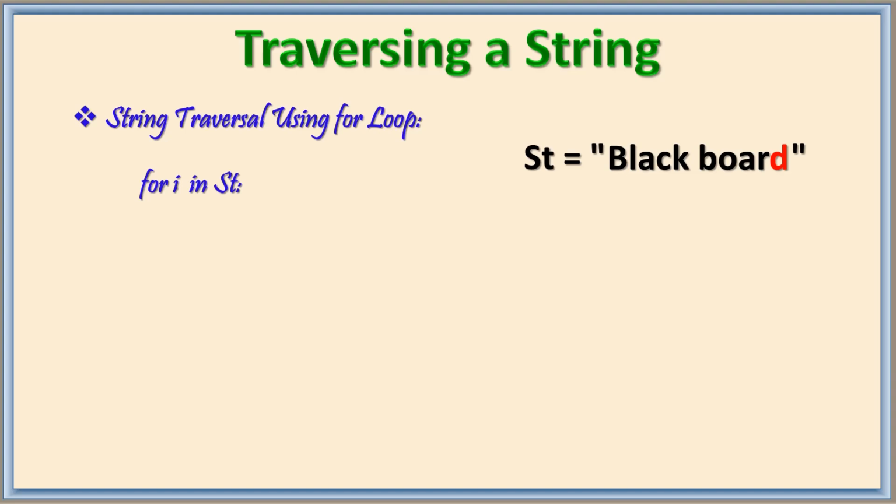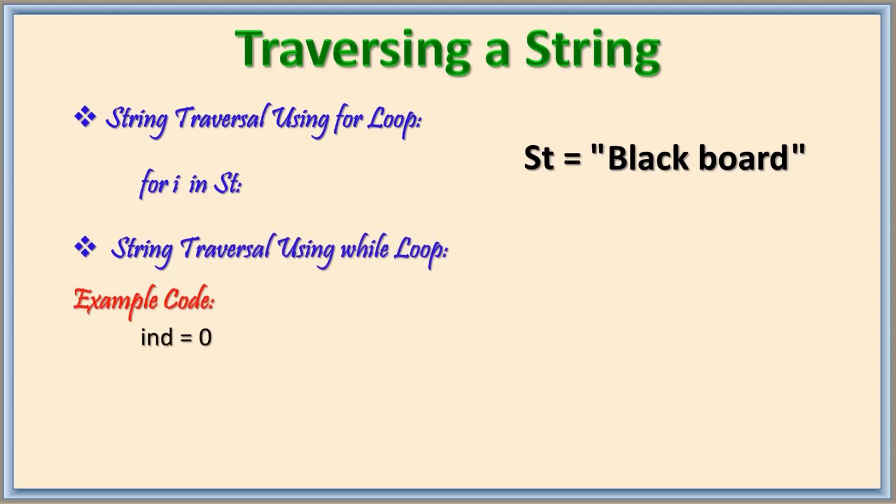So in the loop block we will be writing the code to manipulate the string or whatever is required. We can also use the while loop for this, but we will have to use index numbers of the string. Here is the example code for you. Index is equal to 0. So this we initiate as every string starts with its index number as 0.